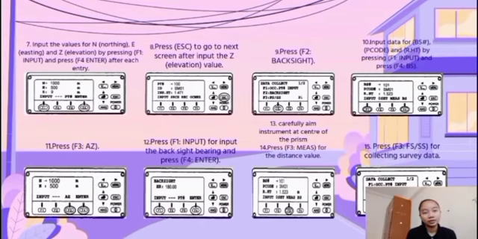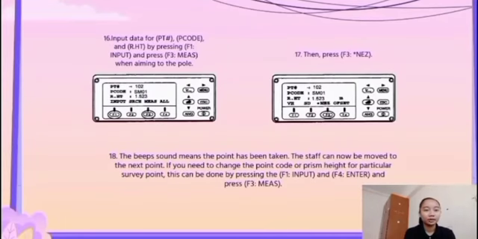13. Carefully aim the instrument at the center of the prism. 14. Press F3 measure for the distance value. 15. Press F3, FS or SS for collecting survey data. 16. Input data for PT#, PT code, and RHT by pressing F1 input and press F3 measure when aiming at the prism. 17. Then press F3 and EZ. 18. The beep sound means the point has been taken. The staff can now be moved to the next point.